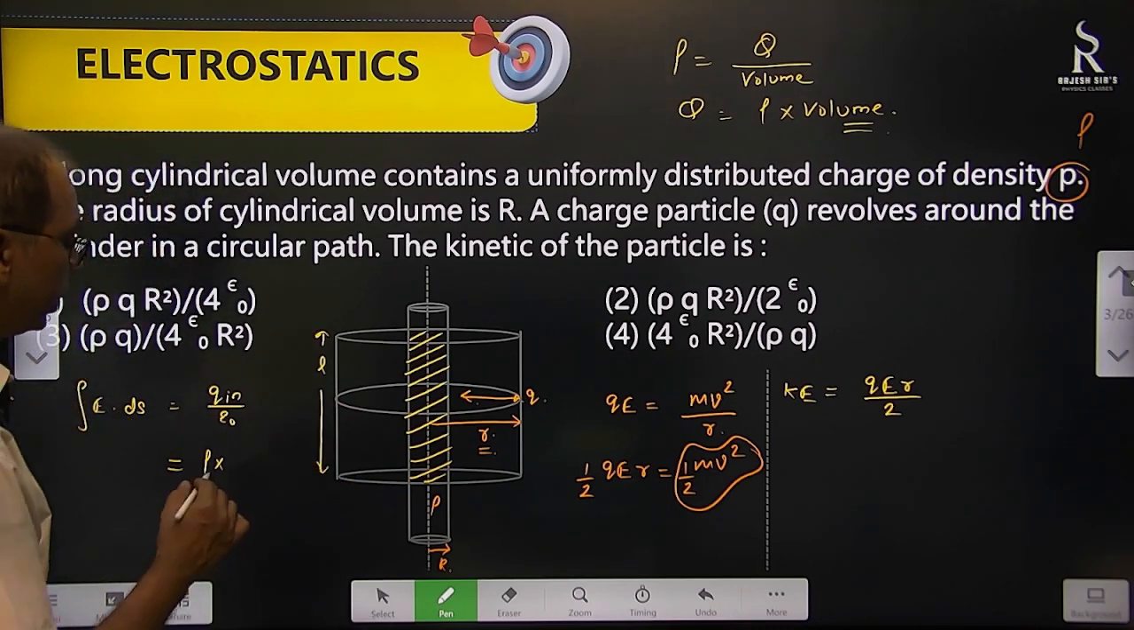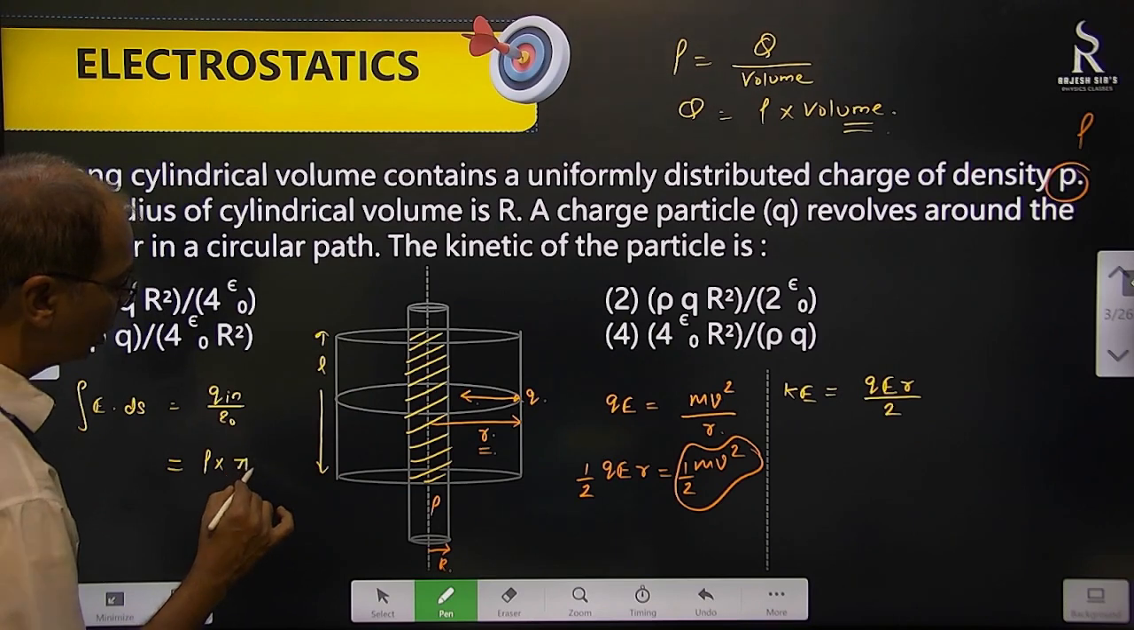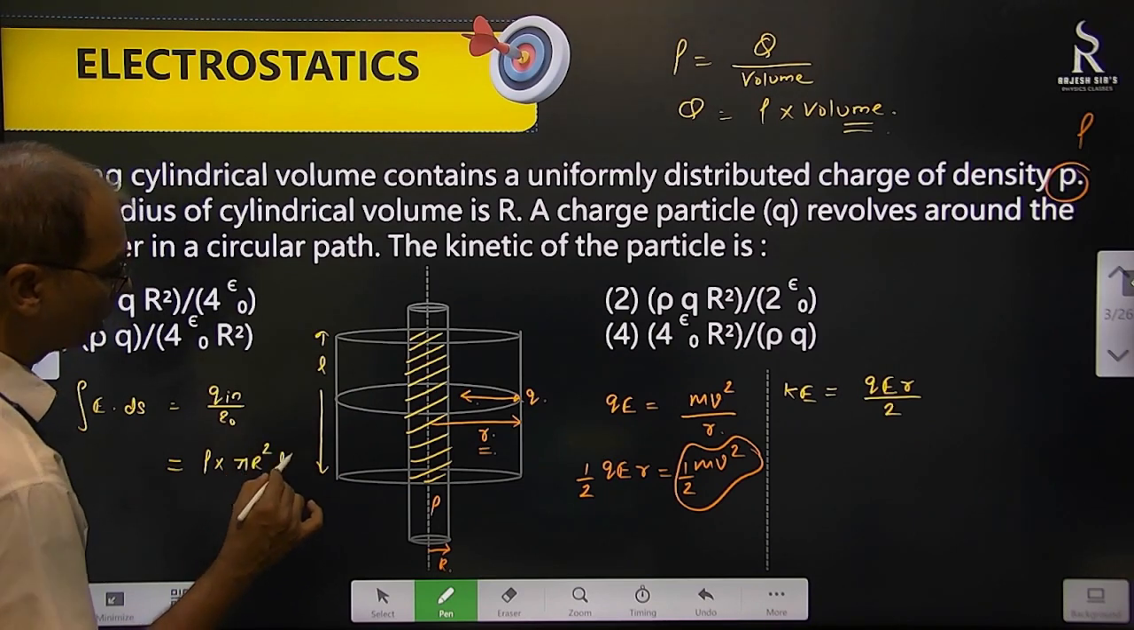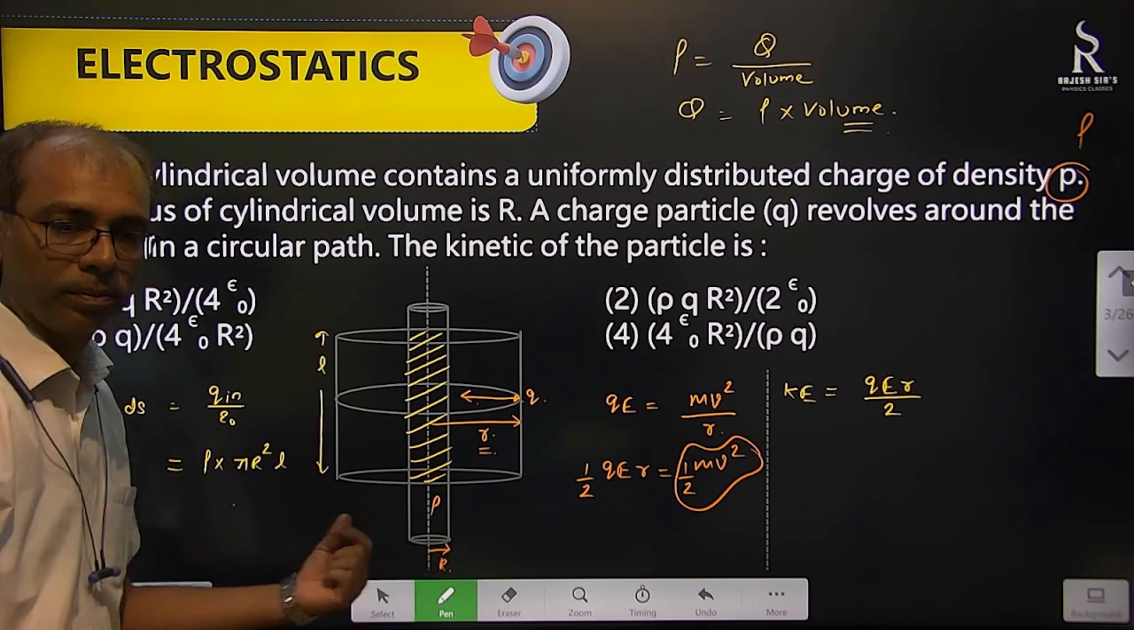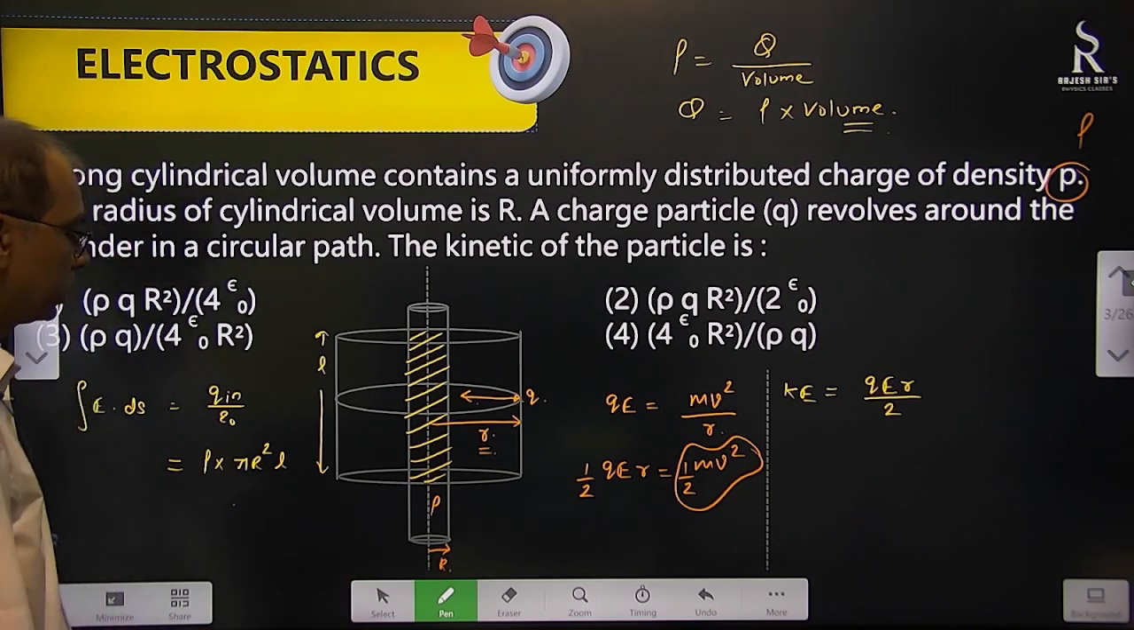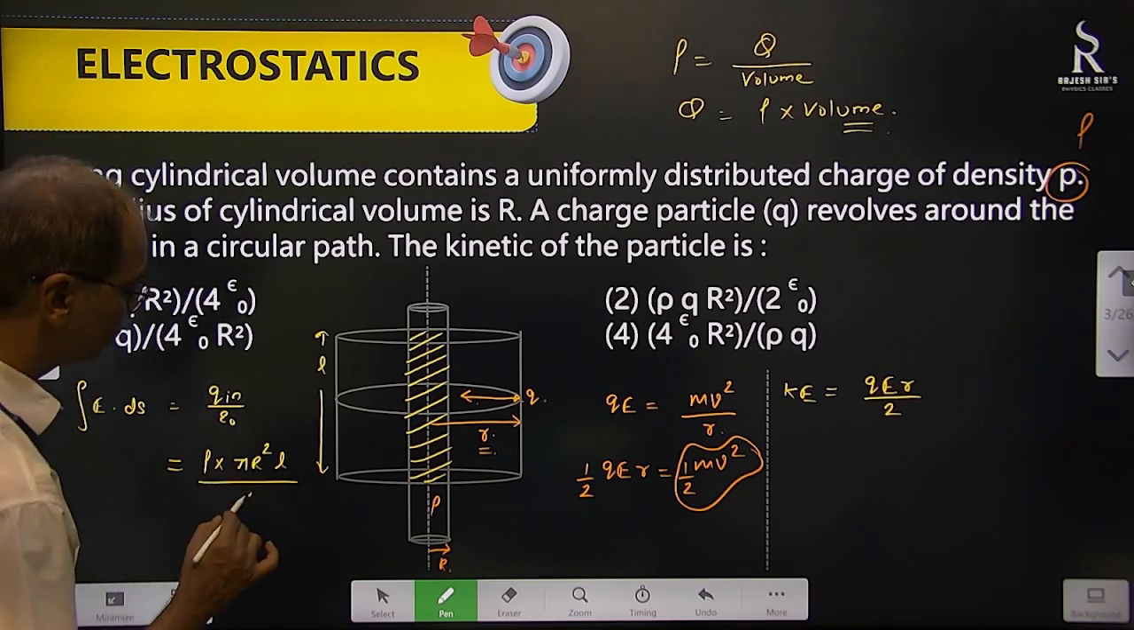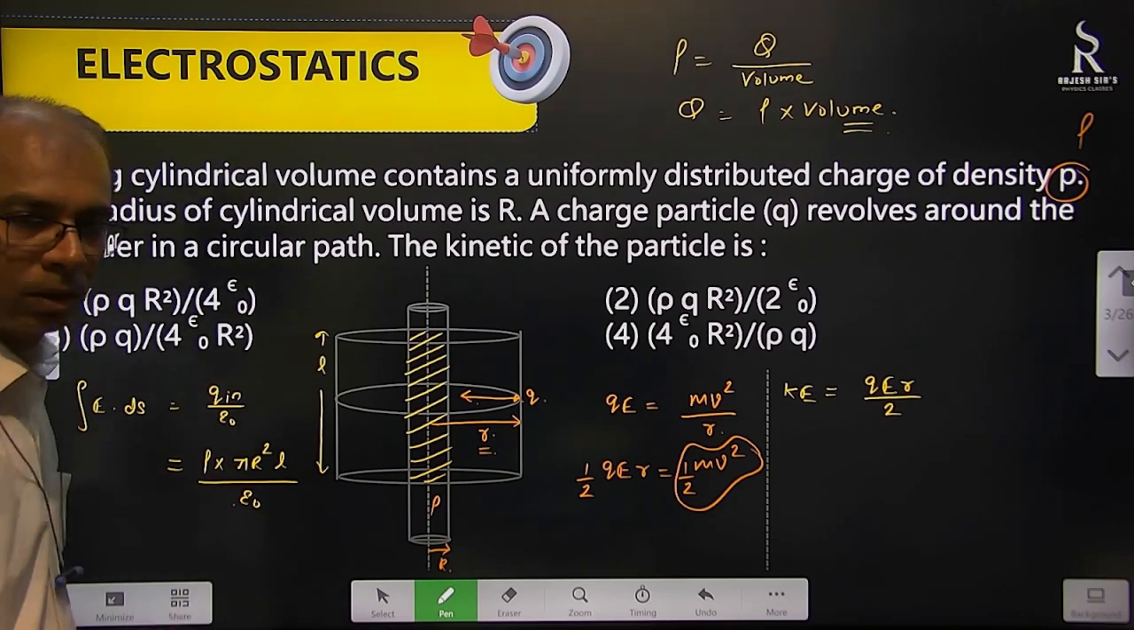Right. So rho into pi r square into L. This is R. Okay. Pi r square into L by epsilon naught. Then perfect. No problem over here.